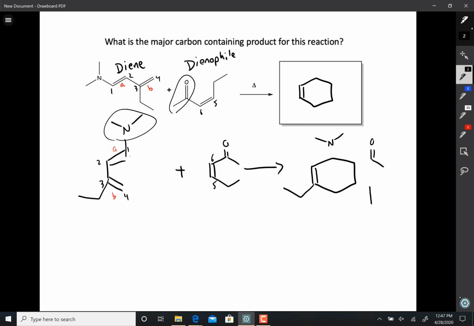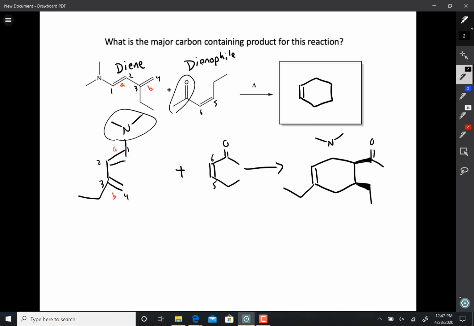So now it's a matter of picking stereochemistry. Start by picking the stereochemistry of the electron withdrawing group. I'm going to choose it to be a wedge. And we look at the other groups on the dienophile. It has an ethyl group cis to that, so therefore that ethyl group is also a wedge. So that's cis stays cis, trans stays trans.